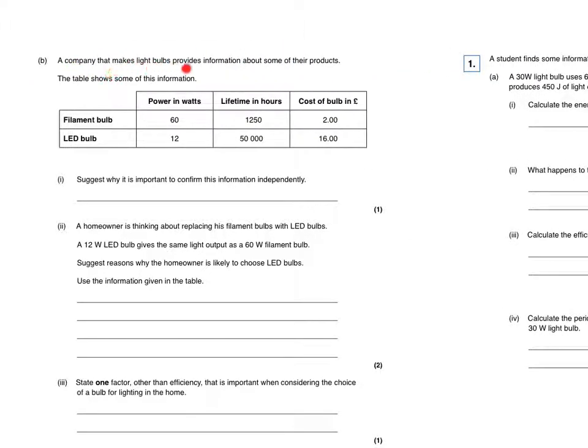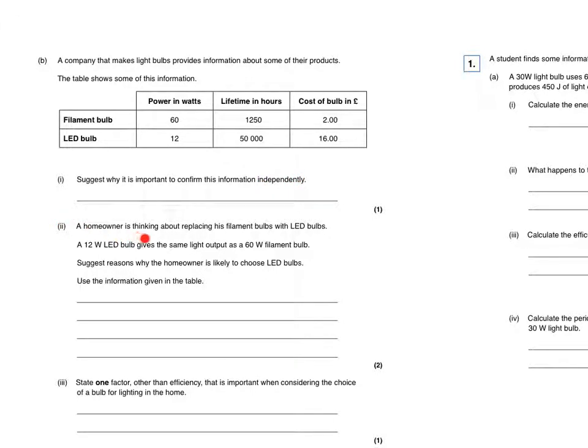A company that makes light bulbs provides information about some of their products. The table below shows some of this information: filament bulb, LED bulb, power in watts, lifetime in hours, cost of bulb in pounds. Suggest why it is important to confirm this information independently.